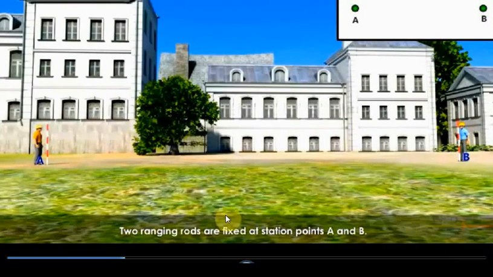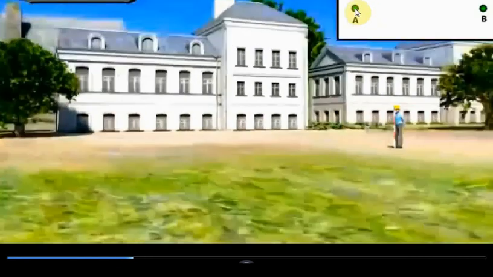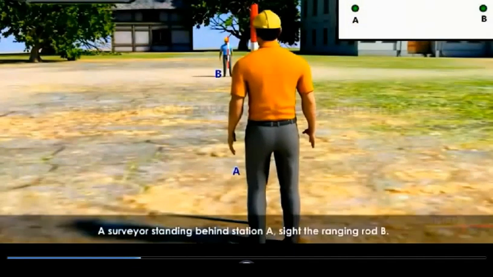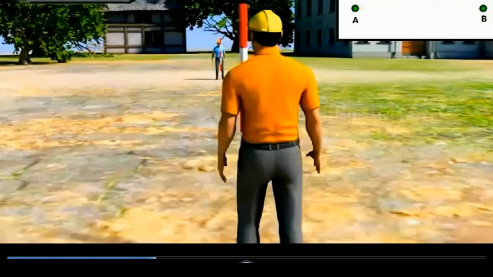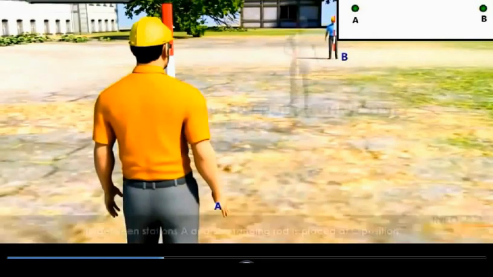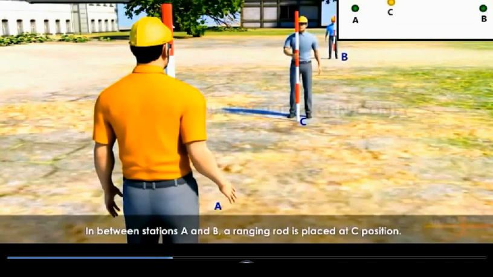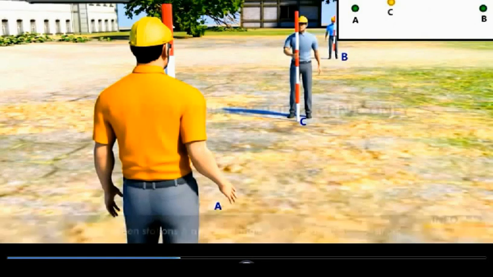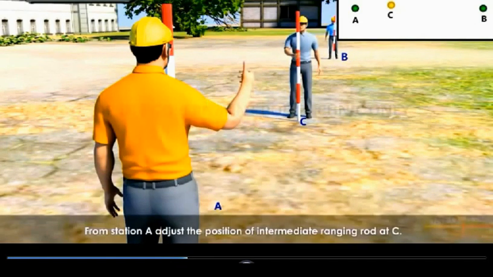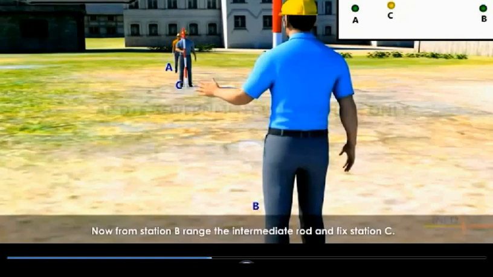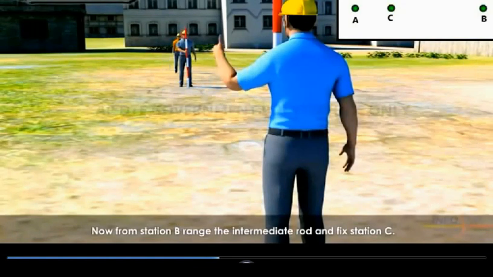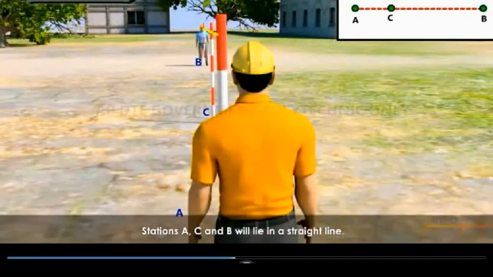Now let us see this animation. We have point A and point B. A ranging rod is fixed at point A and another ranging rod is fixed at point B. Now another person comes at point C, and the person at A adjusts the position of the ranging rod approximately so that A, C, B are in a straight line, and the same is confirmed by the person at B. He also tries to adjust the ranging rod such that the ranging rods at A, C and B are in a straight line.